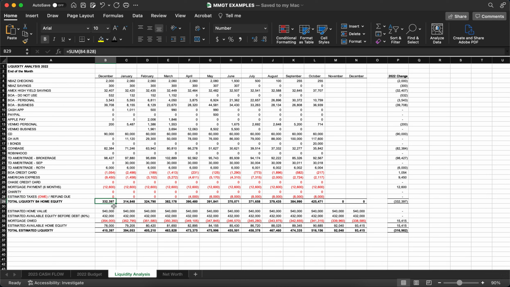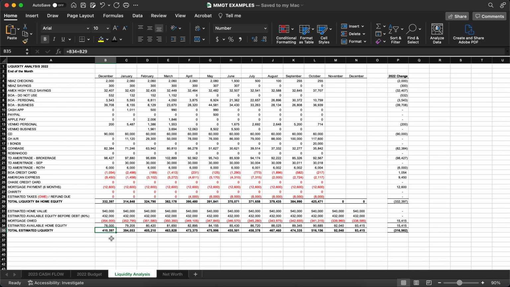If you have a home, you go ahead and put the estimated value of the home in this line, and then you say your mortgage amount is this at the end of the month. This will give you the estimated available home equity that you have in your home. Now, the estimated available home equity before debt is calculated at 80%. Generally speaking, most banks like to have an 80% rule, but if they're willing to give you more leeway and say you only need 10% equity, you can change that number to a 0.9 from a 0.8. And then I just took the liquidity before your home equity and the liquidity with your home equity to get the total liquidity that you roughly have as an estimate.